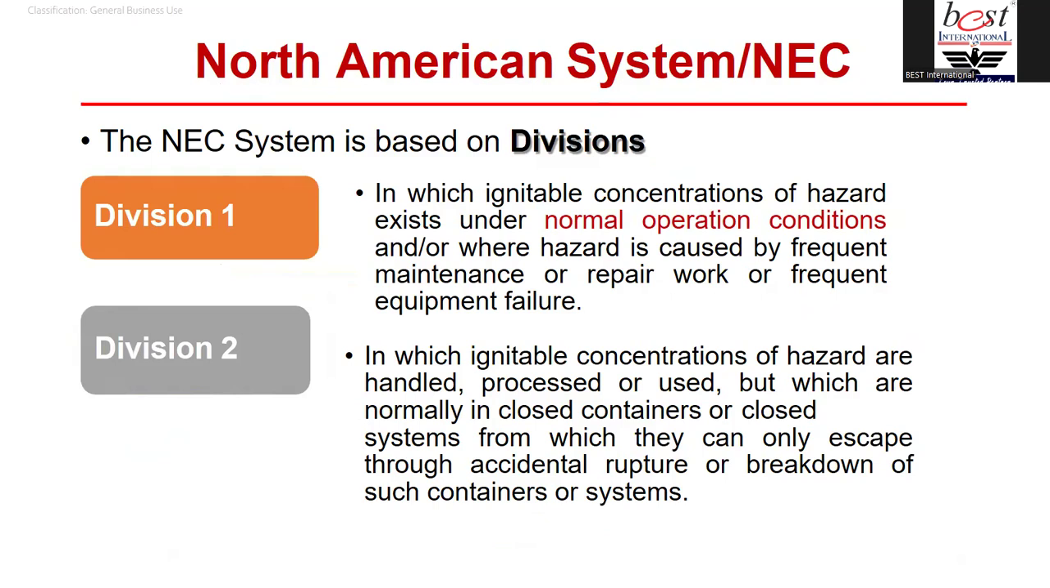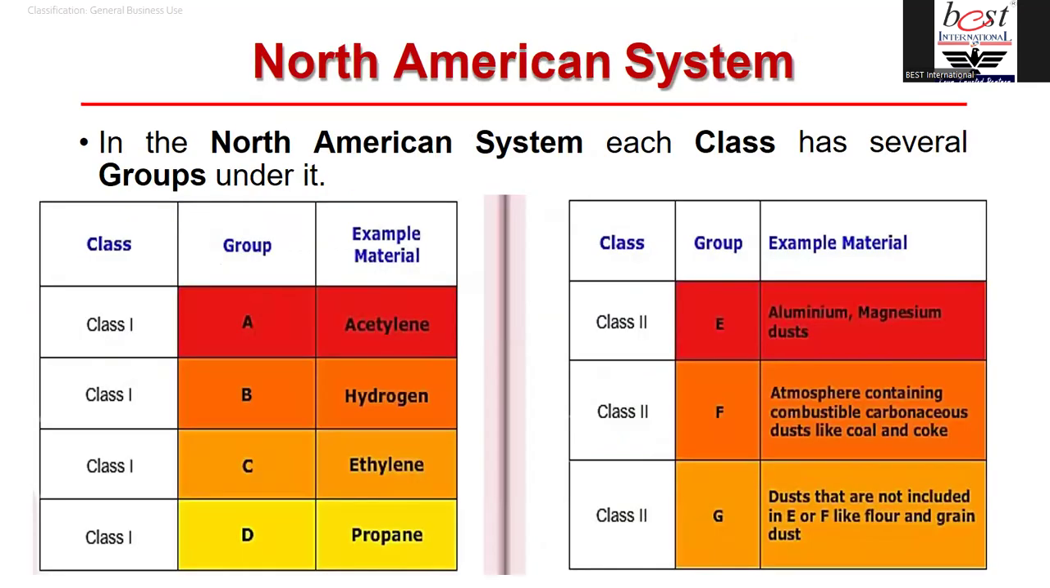There are divisions. Division 2 is where ignitable concentrations of hazards are handled, processed or used under normal operations. And division 1 is where a concentration of hazard exists under normal operating conditions, or a hazard is caused by frequent maintenance or repair work. So these classes you have to understand.